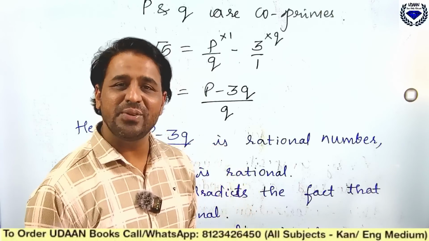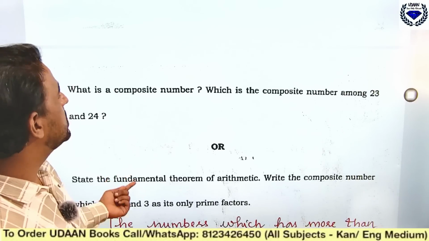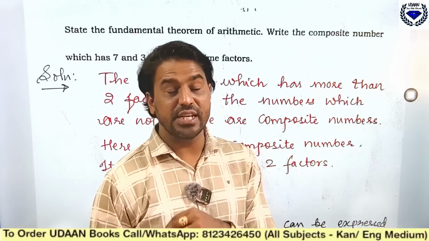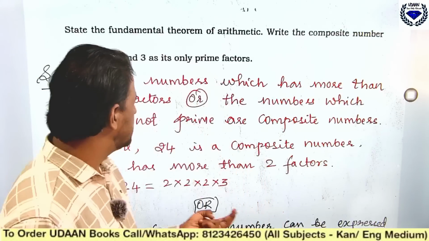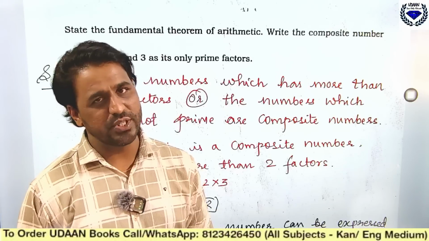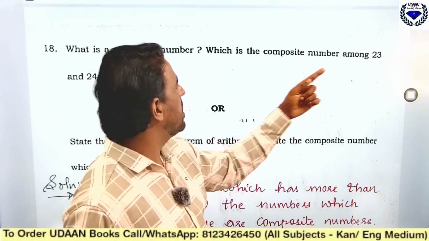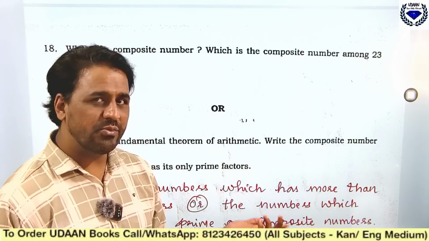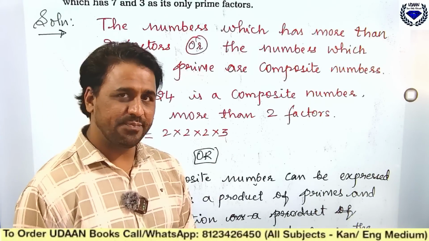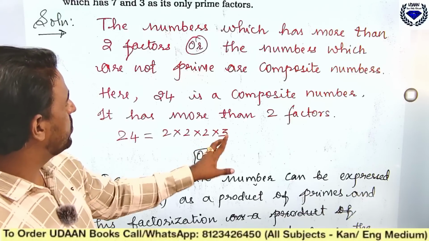Now coming to the next question: what is a composite number? Which is the composite number among 23 and 24? See, the numbers which have more than 2 factors, or the numbers which are not prime, those are called composite numbers. Hence, here which is the composite number among 23 and 24? You know already 24 is a composite number because it has more than 2 factors. Prime factors you can tell: 24 is written as 2 into 2 into 2 into 3.